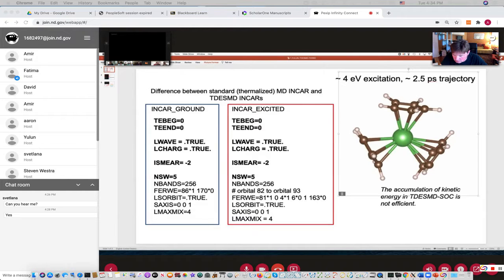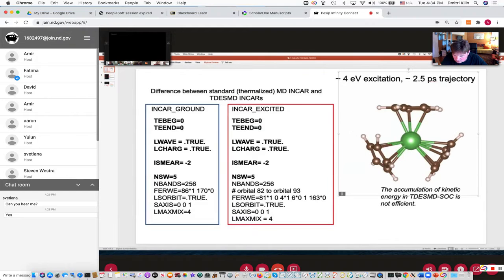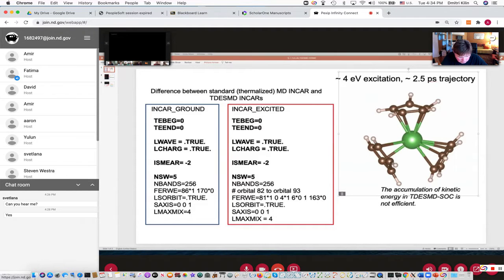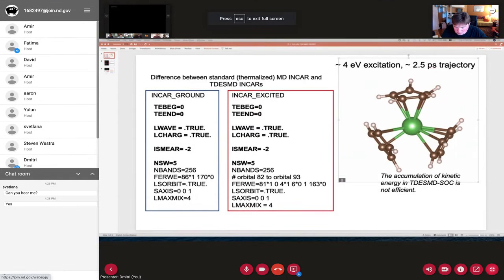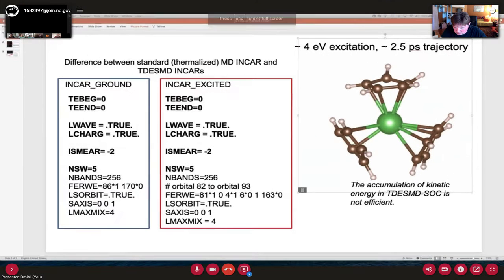Okay, so in this slide, I show some differences between standard molecular dynamics INCARs and TD-SME INCARs. So for TD-SME calculations, we need two INCARs. We need an INCAR-ground and the INCAR-excited.